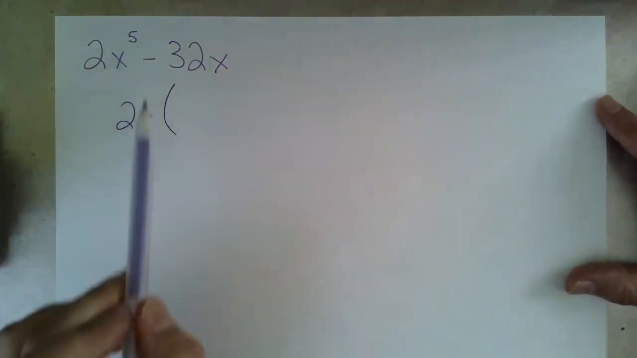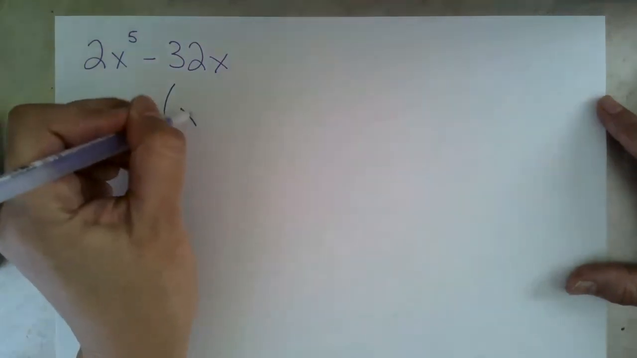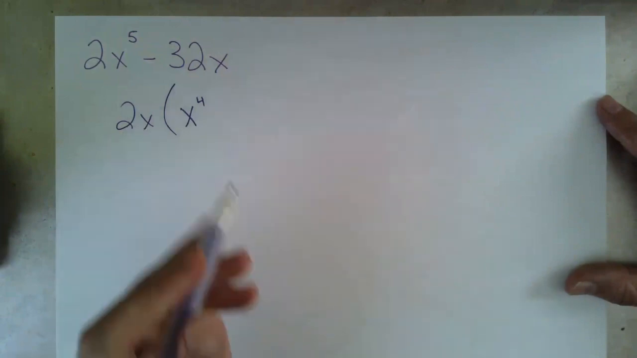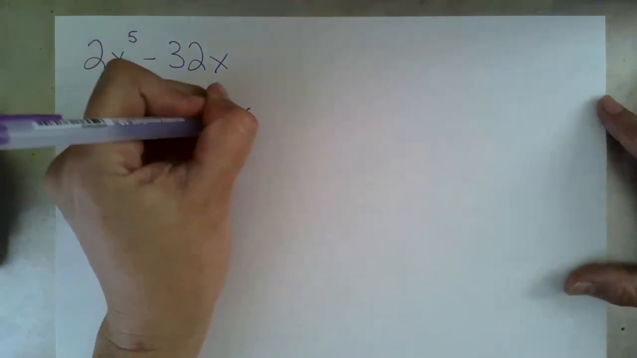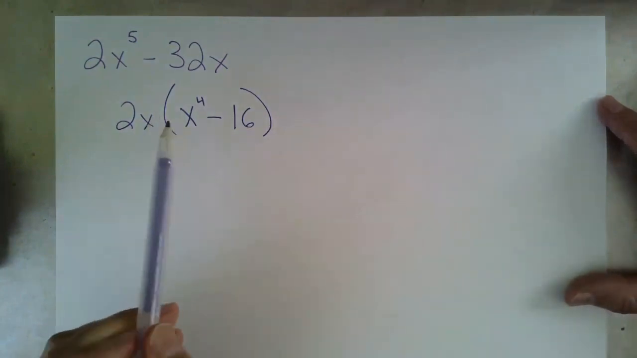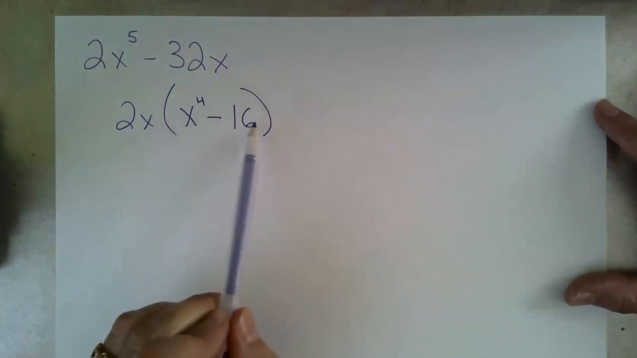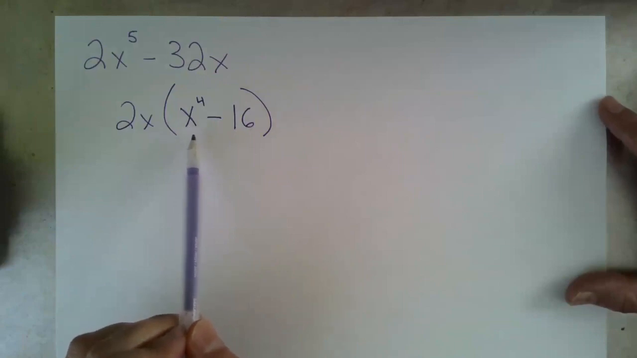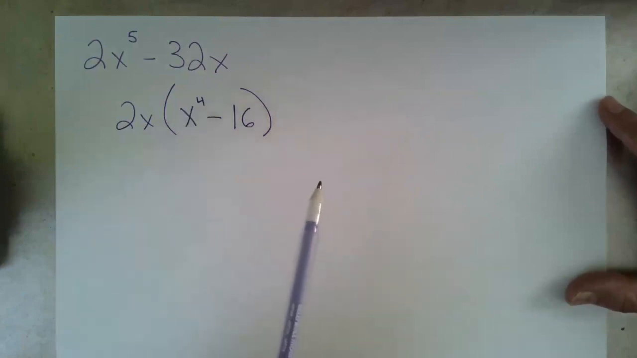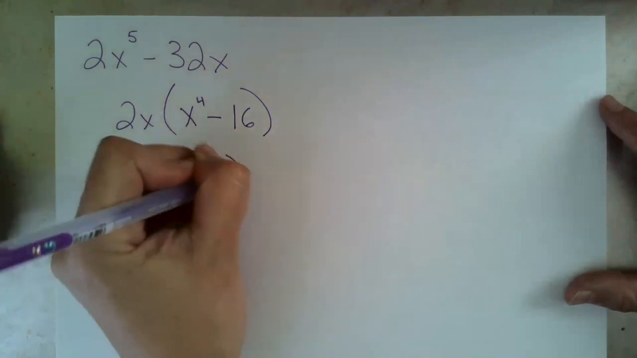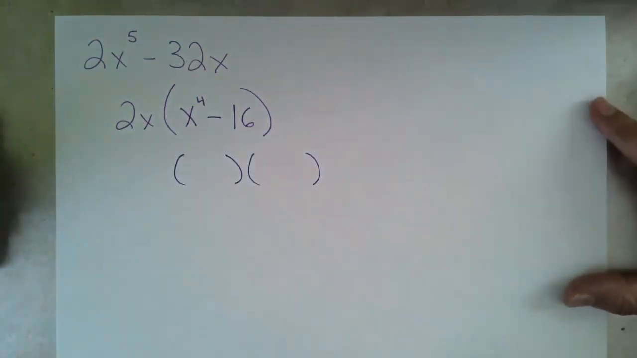And so 2x to the fifth divided by 2x leaves me with an x to the fourth. And minus 32x divided by 2x leaves me with a minus 16. All right, am I done? No. I have a two-term equation here with a minus between them. So I'm going to check for difference of squares. X to the fourth, yep, that is a squared term. 16, yep, that is a squared term. So I know that this can be factored using difference of squares.